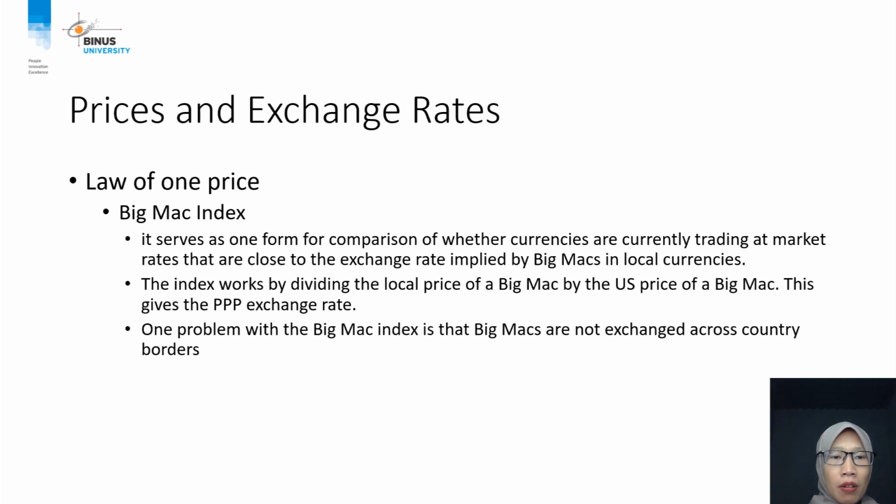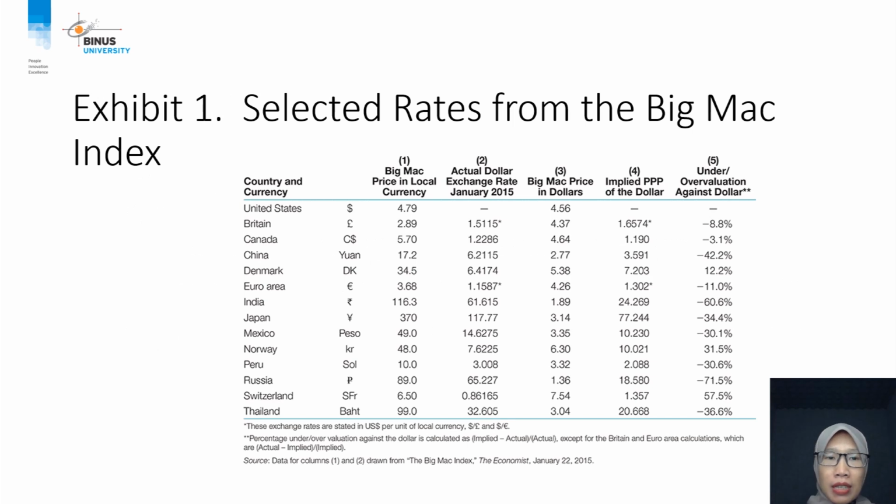So the law of one price is related to the Big Mac index. It serves as one form of comparison of whether currencies are currently trading at market rates that are close to the exchange rate implied by the Big Macs in local currencies. The index works by dividing the local price of a Big Mac by the US price of a Big Mac. This gives the PPP exchange rate. So this is an example for a Big Mac.